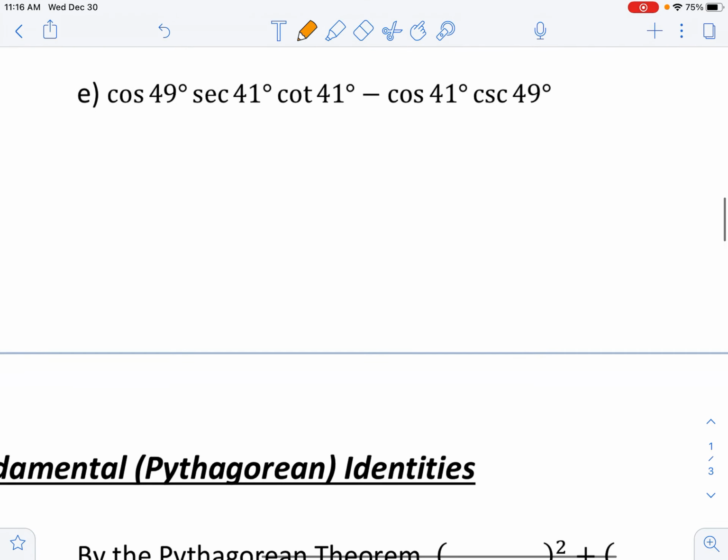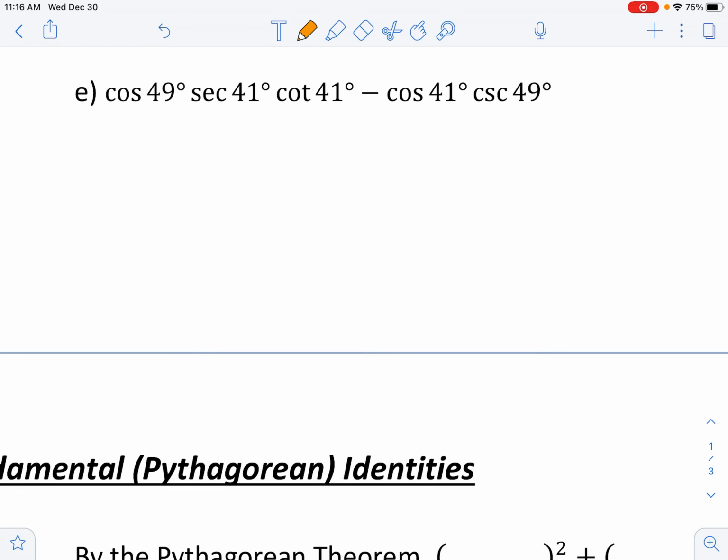Okay, last one in this section here. First thing I say to myself is, can I just get started? The answer is no, because the angles are different. So I have 49-degree angles and 41-degree angles. But what do I notice about 49 and 41? I notice that they are complementary. So what I want to do is I want to pick an angle to keep and then get rid of the rest, or not get rid of, but change the rest.